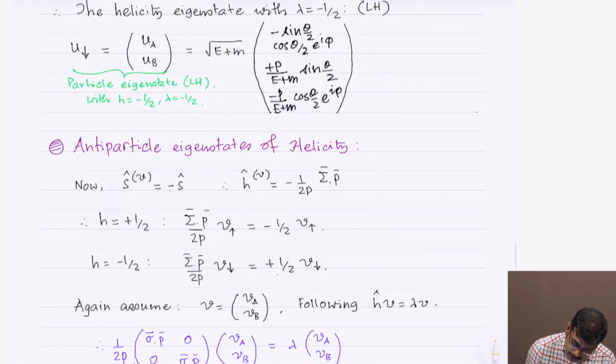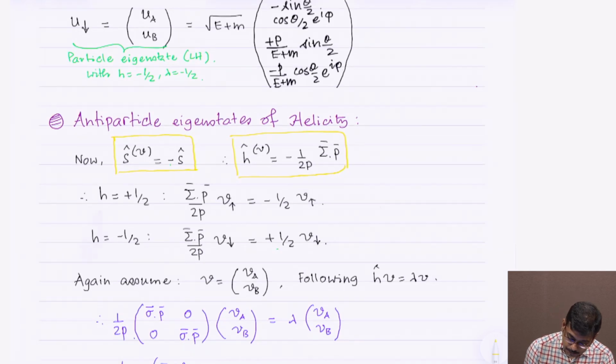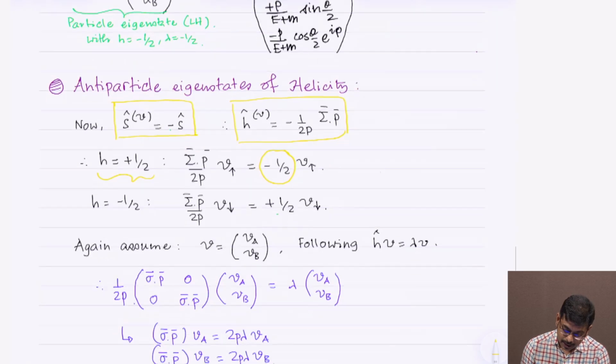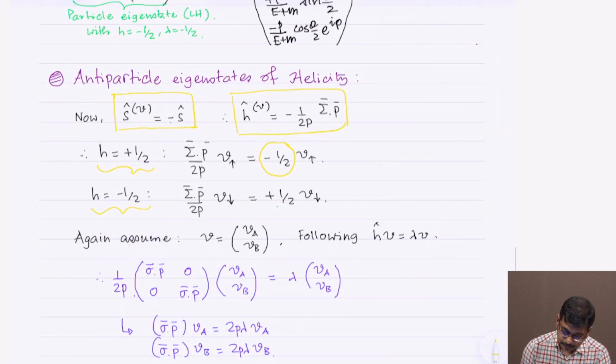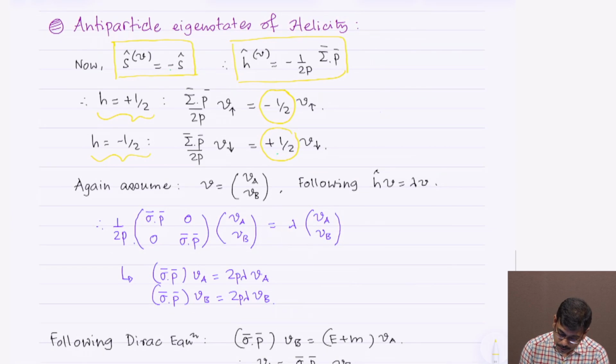Just remember that because the spin operator acting on the antiparticle becomes minus s, the helicity becomes minus 1 by 2 p into sigma dot p, and h plus half is going to give you minus half v up, and h equal to minus half is going to give you plus half v down. So this is an interesting thing. This is something that I want you to do explicitly.